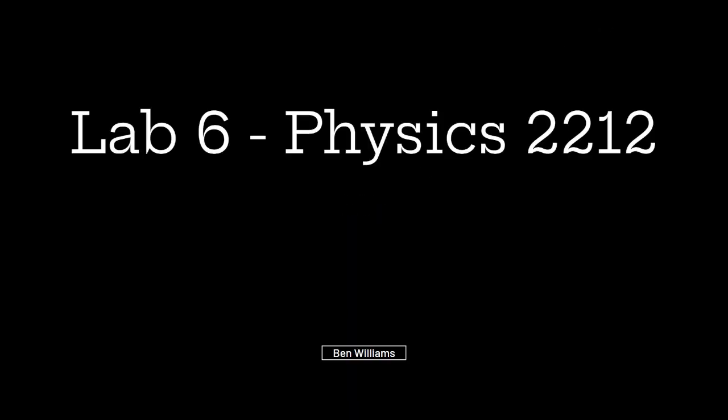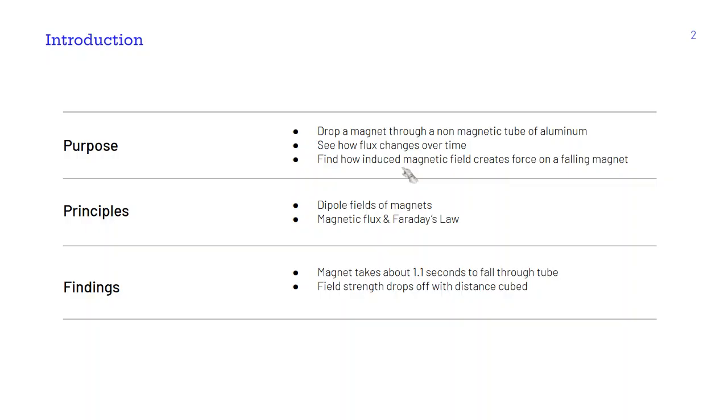This is my Lab 6 presentation for Physics 2212. The purpose of this lab is to drop a magnet through a non-magnetic tube of aluminum to see how the flux changes over time, and to see how that changing flux induces a magnetic field and how the changing flux creates a force on the falling magnet that opposes gravity.